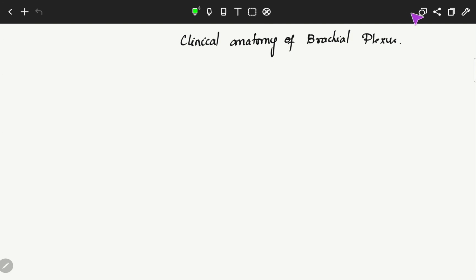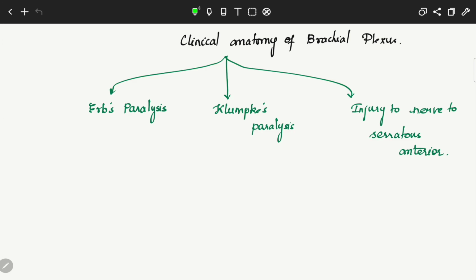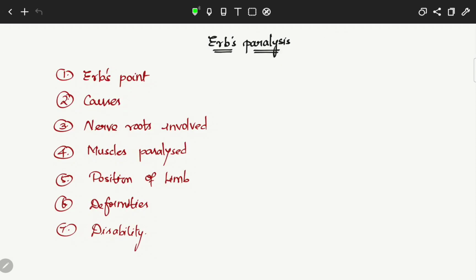In this video, we will be seeing about the clinical anatomy of the brachial plexus. The three important clinical aspects of brachial plexus are Erb's paralysis, Klumpke's paralysis, and injury to the nerve to serratus anterior. In this video particularly, we are going to see about Erb's paralysis. First, let me mention what topics we are going to cover: Erb's point, causes, nerve roots involved, muscles paralyzed, position of limb, deformities and disability.